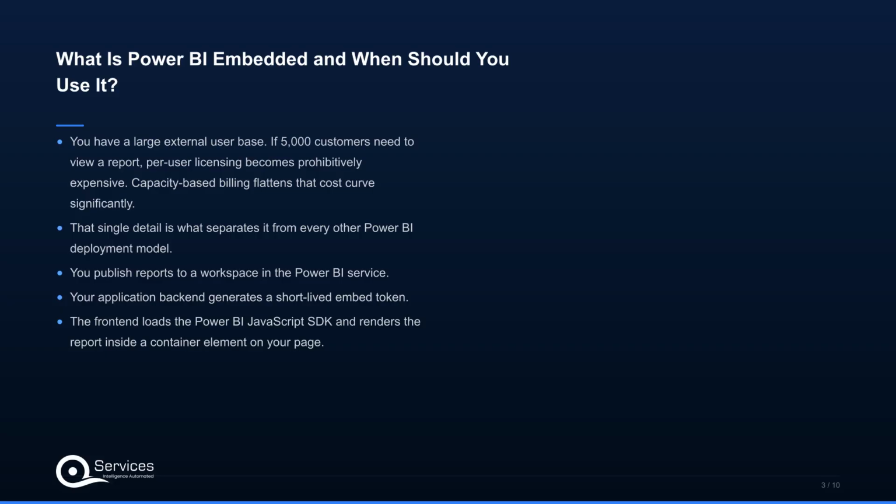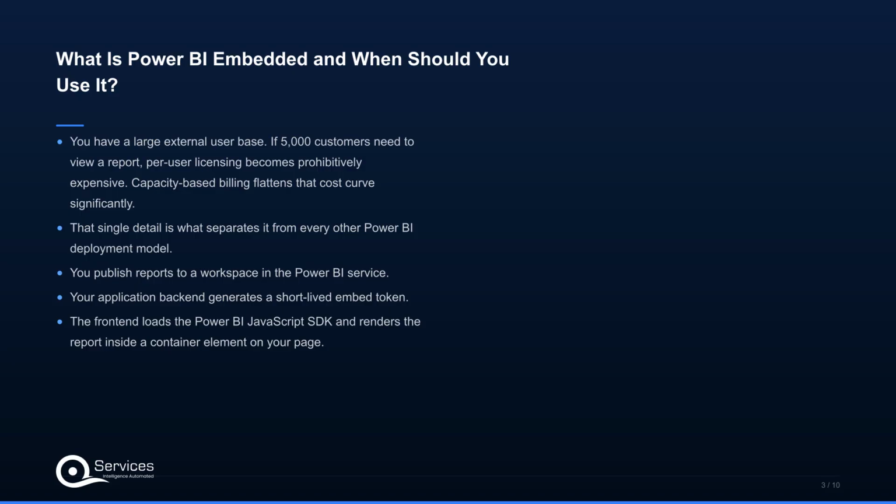Next up, what is Power BI Embedded and when should you use it? Power BI Embedded is a capacity-based Azure service that lets developers render Power BI reports, dashboards, and Q&A experiences inside any web application without requiring end users to hold a Power BI license. That single detail is what separates it from every other Power BI deployment model.